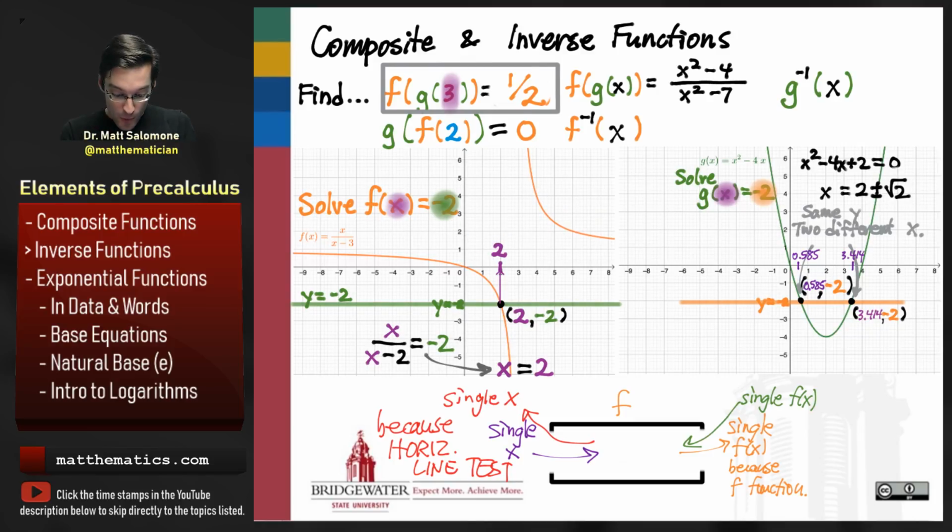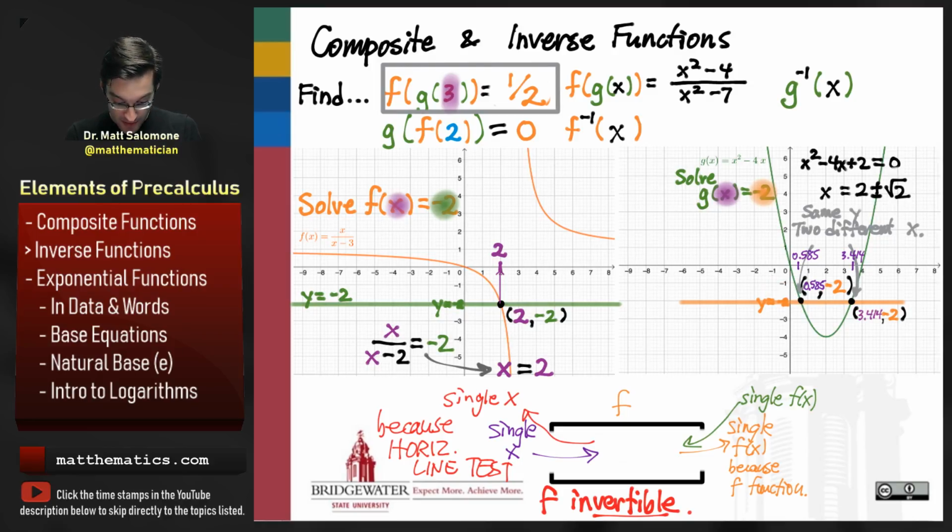And so we can undo whatever f does. And so f has an inverse function. f is what we call invertible. So we're going to be able to come up with a formula for the inverse function for f of x. But the same is not true for g of x.